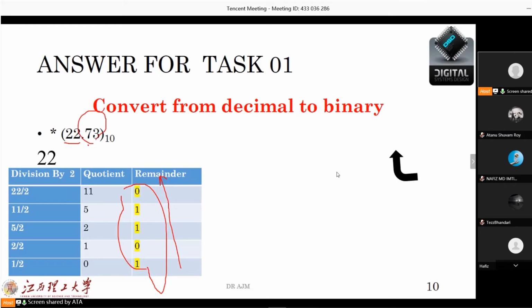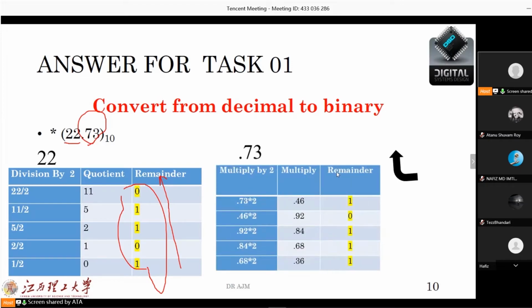What about this part? What should I do? For this part, I should multiply it by 2. How? Like this. First, I will multiply 0.73 by 2. It becomes 1.46. Okay. Then again, 0.46 multiplied by 2 becomes 0.92. 0.92 multiplied by 2 becomes 1.84. And 0.84 multiplied by 2 becomes 1.68. 0.68 multiplied by 2 becomes 1.36.